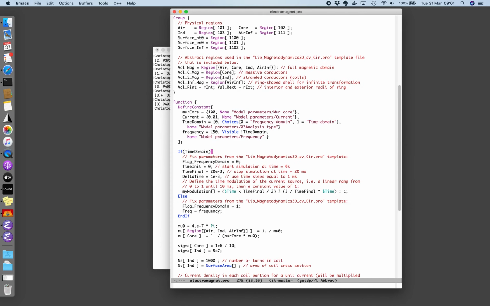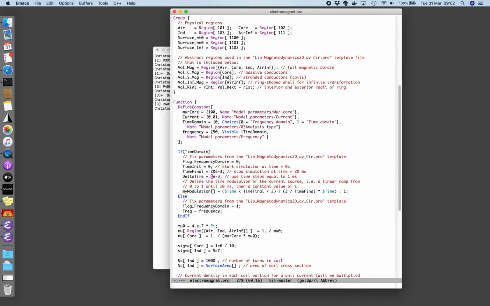So this is our option, time domain 0. Let's have a look. Time domain 0, if time domain. So what do I need to do? Well, we need to fix the flag frequency domain to 0 now, and we need to provide the three main parameters: the initial time, the final time, and the time step. Here I chose some parameters just to do a little demonstration. We start at t equal to 0, we go all the way to t equal to 20 milliseconds, and we use a time step of 1 millisecond.